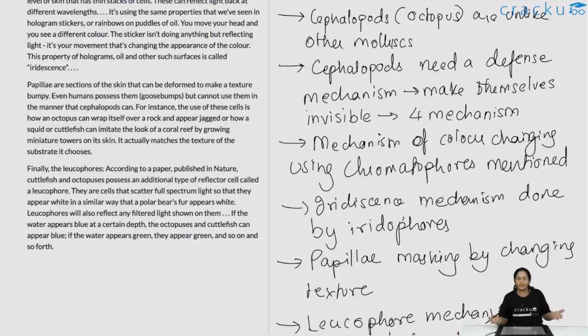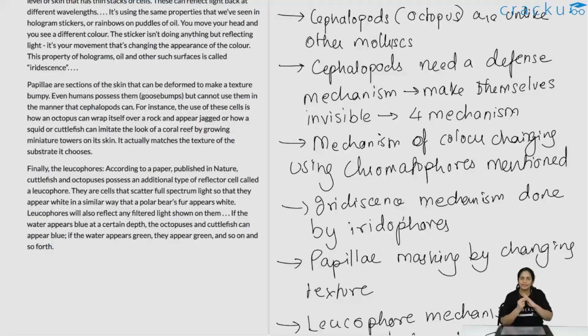That is, they don't actually have an invisibility cloak. They try to appear less visible or invisible to predators by 4 mechanisms. Chromatophores, which basically change the color of their skin. Second is iridophores, which basically give an iridescent hologram effect, reflecting light so that they look different from different angles. Then you have papillae, which change the texture of the skin so that it can look bumpy, and basically they can mask themselves by looking like rocks, etc.